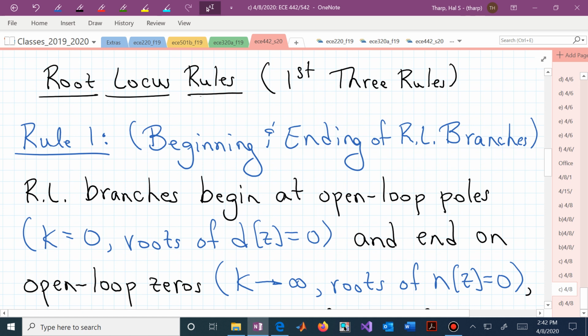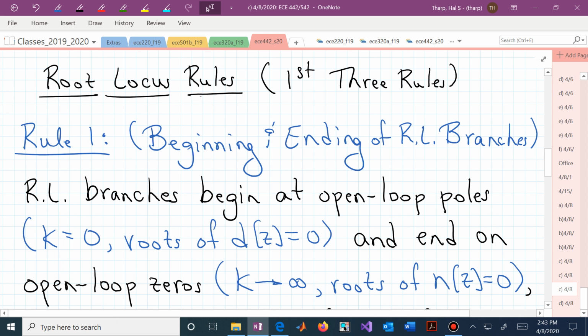In the finite complex z-plane, let's say we had 5 branches, some of those end on open loop zeros. Our open loop zeros are the values of z that cause n of z to vanish, and those occur as k goes to infinity. Obviously, we may not always have as many finite zeros as we have poles.